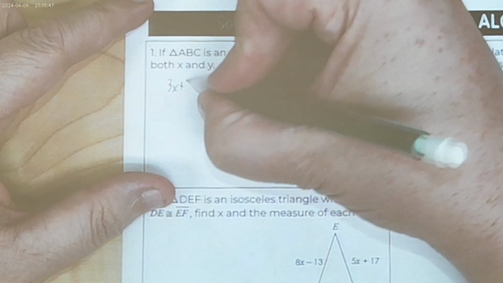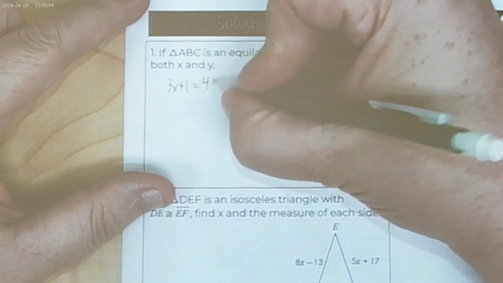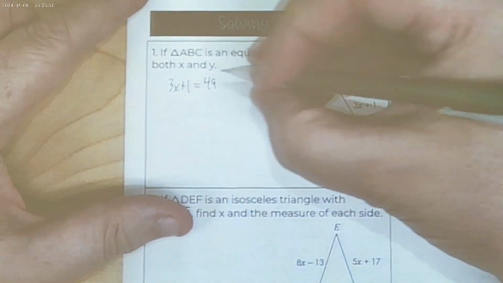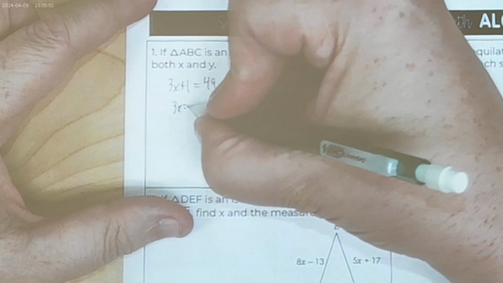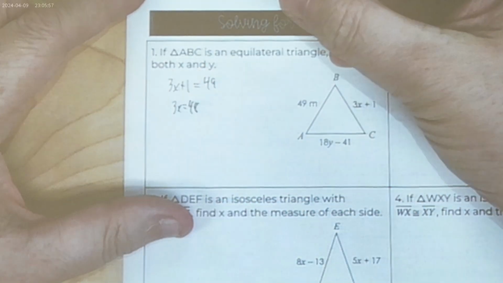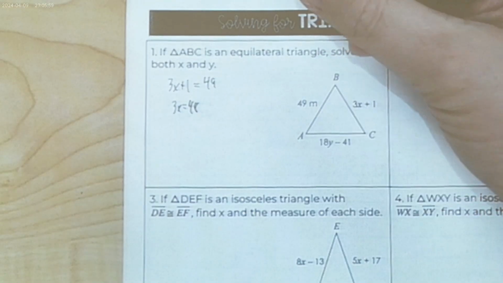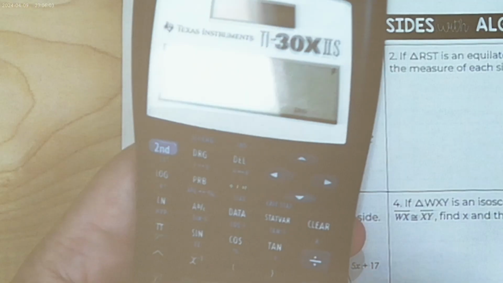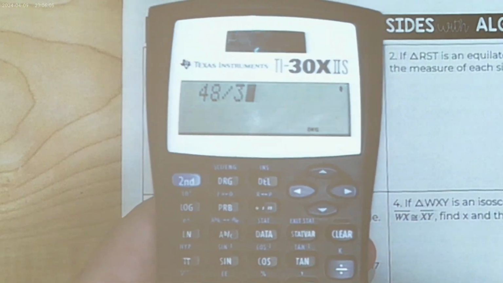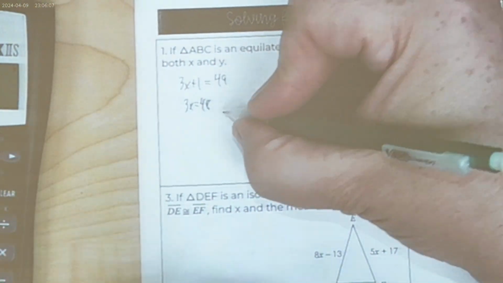So 3x plus 1 equals 49. From here, I can solve for x. I can subtract 1 from both sides. So that gives me 3x equals 48. And I think that's going to be 16. Get my research assistant out here. 48 divided by 3 equals, yep, 16.